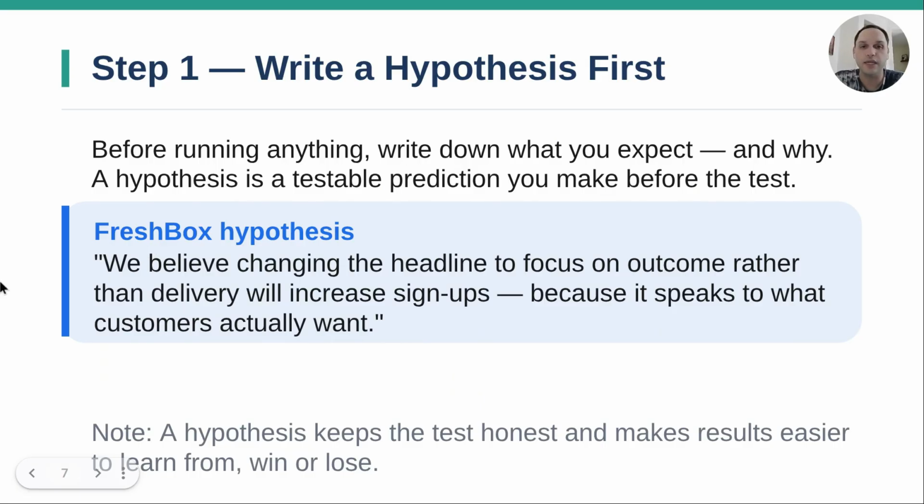Before you run a single test, write down what you expect to happen, and why. This is your hypothesis, and it matters more than most people realize. For Freshbox, we believe changing the headline to focus on the outcome rather than the delivery will increase signups, because it speaks to what customers actually want from a meal kit. That "because" is the key part. It forces you to have a reason, which means you can learn something either way, even if the test doesn't go how you expected.